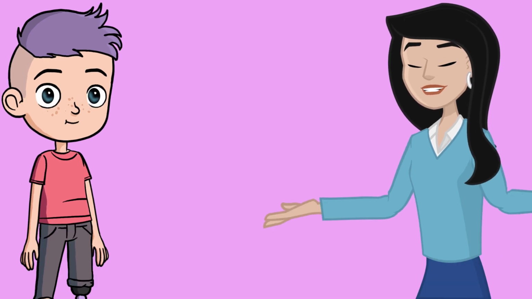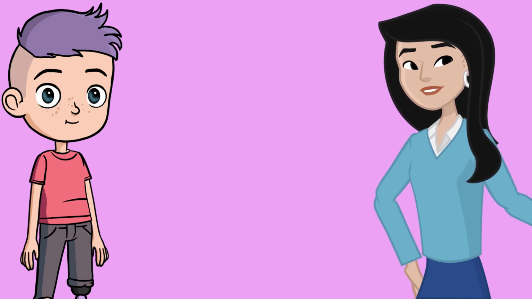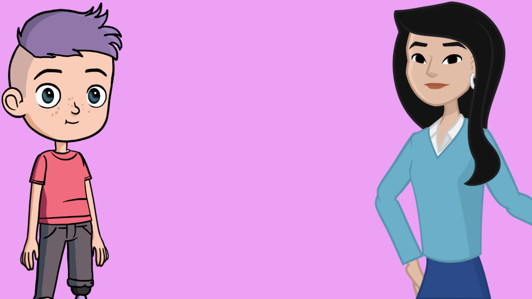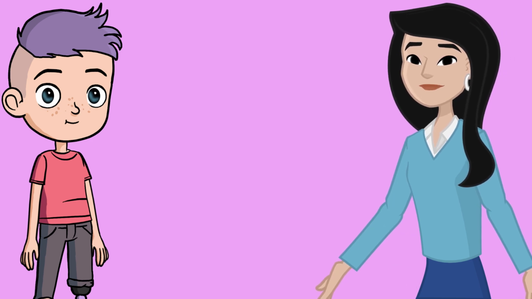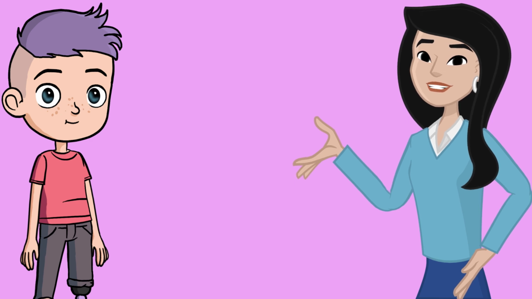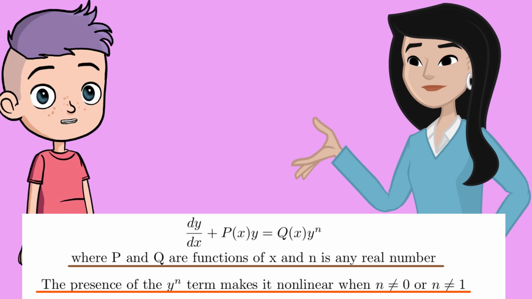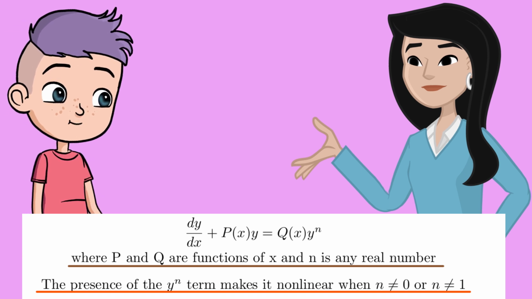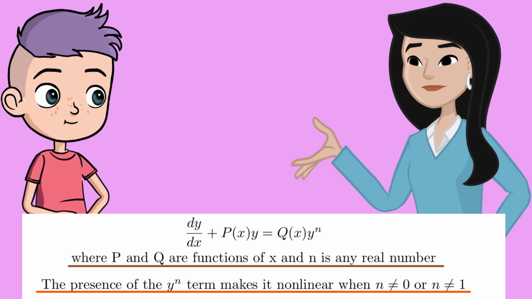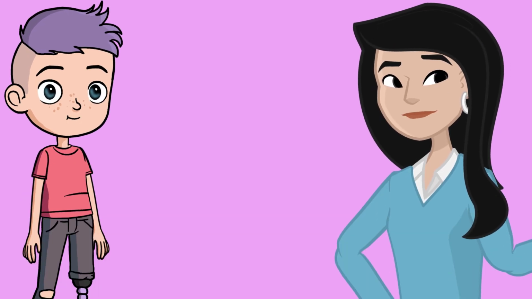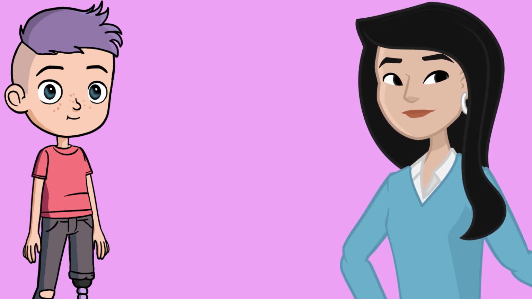Exactly. When n equals 0 or n equals 1, the equation simplifies into a linear form. But when n is not 0 and not 1, it's nonlinear because of the y^n term. So, the presence of the y^n term makes it nonlinear when n is not equal to 0 or 1. Yes, however, the equation becomes linear if n equals 0 or n equals 1.